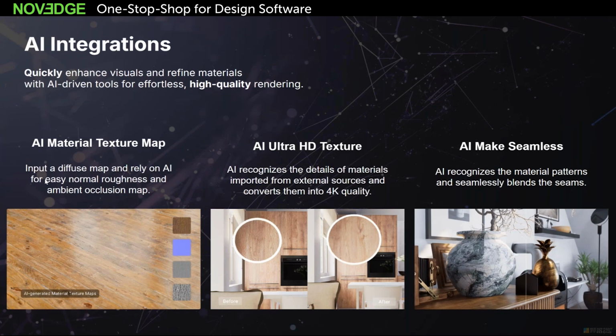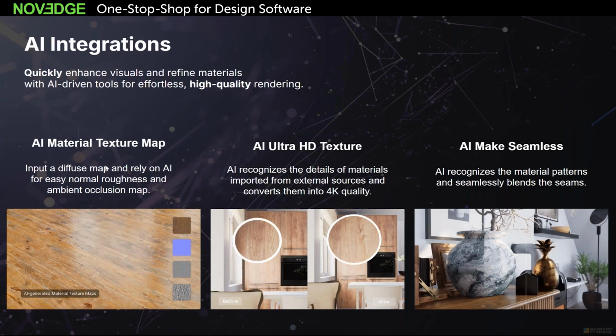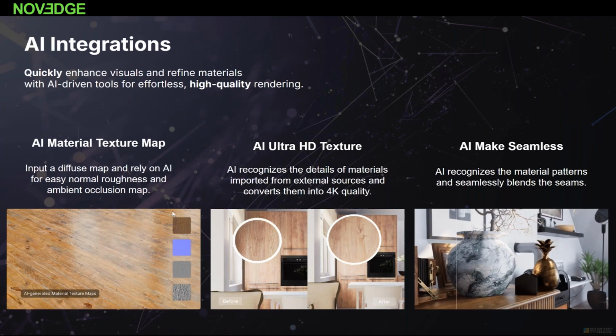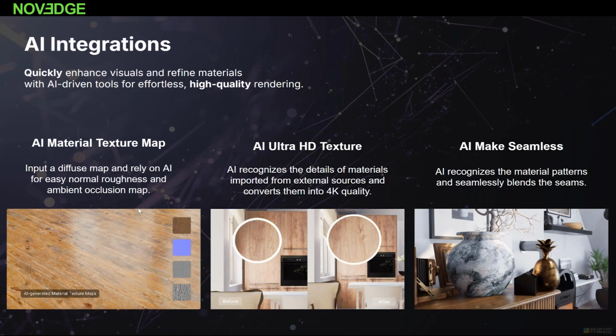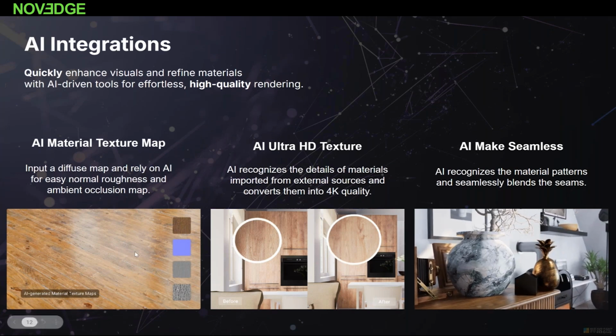So for example, we have this AI material texture map. All you need to do here is just upload an image of your texture, and then our AI model will automatically generate the normal, roughness, and AO, and all these additional channels that you might need in order to make your material look more photorealistic.